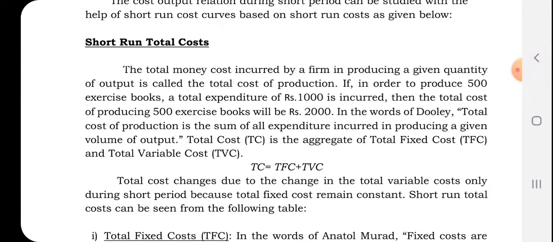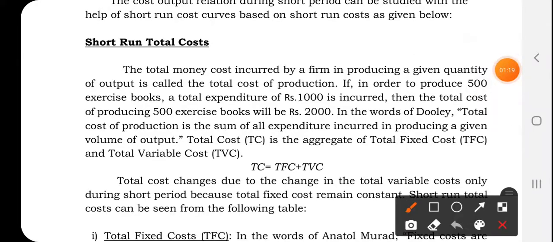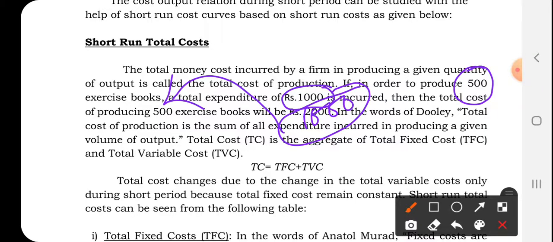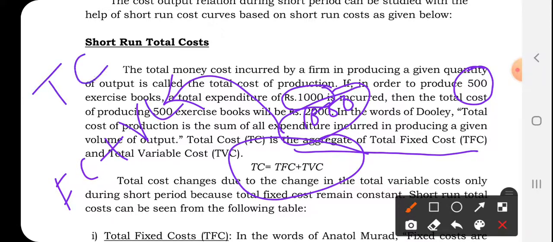Total cost is the total money cost which is incurred in order to produce a given quantity of a commodity. For example, in order to produce 500 exercise books, the total expenses incurred is 1000 rupees. This is 1000, not 2000. This 1000 rupees is the total cost of producing 500 books. So total cost is the sum total of total fixed cost and total variable cost. Fixed cost plus variable cost is known as the total cost.